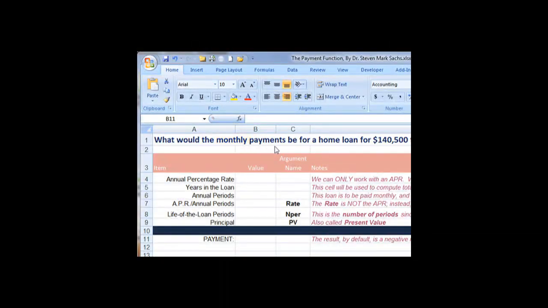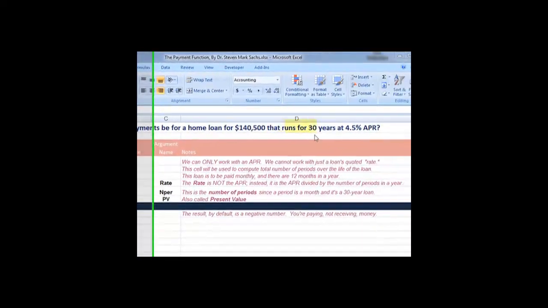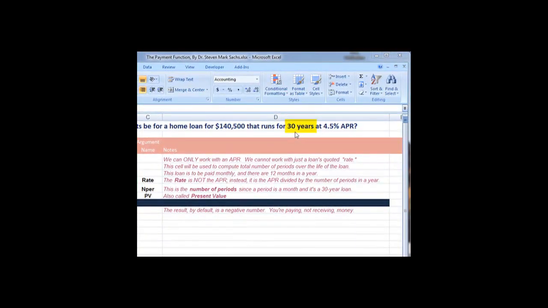What's the total time of the loan? For this loan, it's 30 years. Another thing we have to know is the APR, the annual percentage rate. If the loan officer or the TV advertisement or newspaper advertisement quotes you an interest rate and it's not explicitly stated as the annual percentage rate, insist on finding out what the annual percentage rate is. For this loan, it's 4.5%.